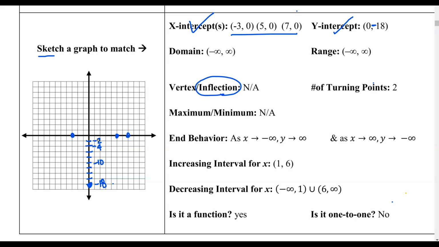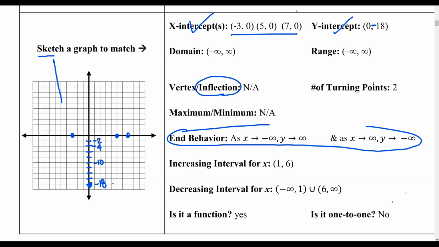Okay, check that one. Now, after plotting your x-intercepts and y-intercept, I want you to go all the way to the endpoints. As x is approaching negative infinity, y is approaching positive infinity. So that means it's left and upward with an arrow. Same thing with the right side. As x is approaching positive infinity, y is going downward. So I'm going to connect those just like that. So check with that. Then go jump to an increasing interval.